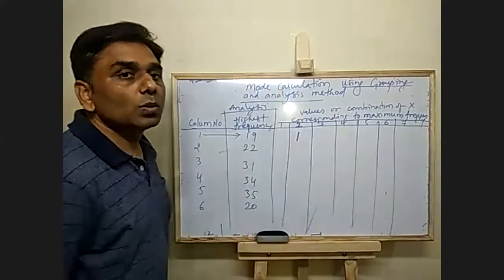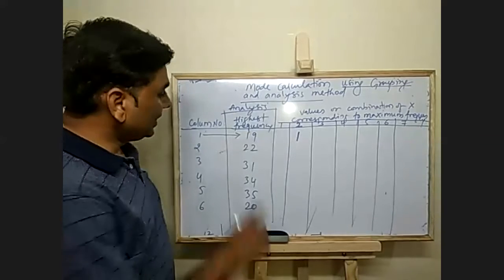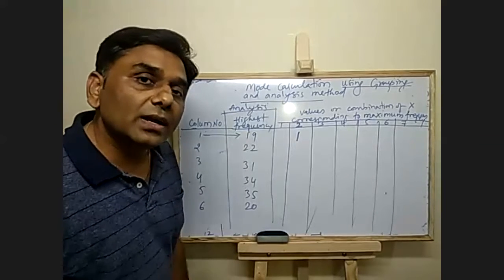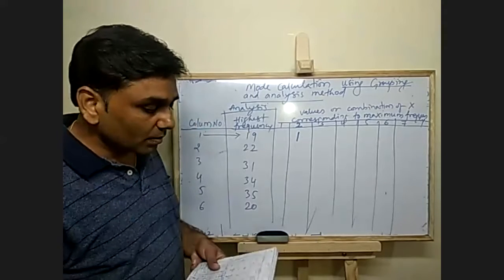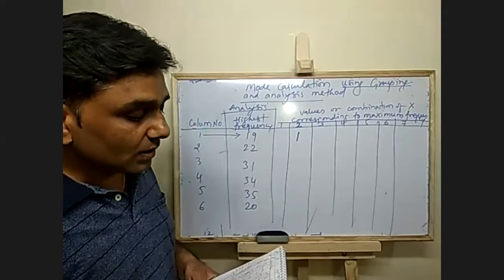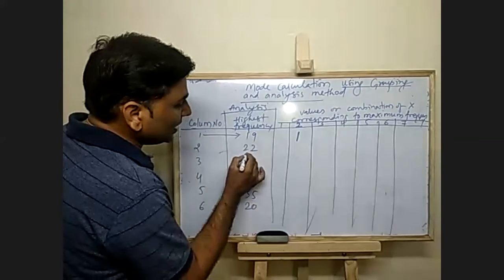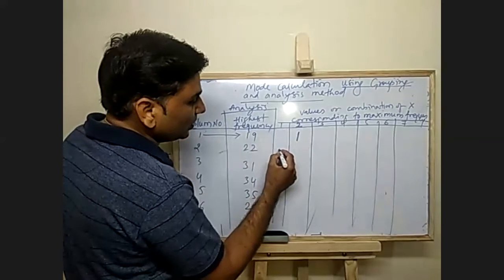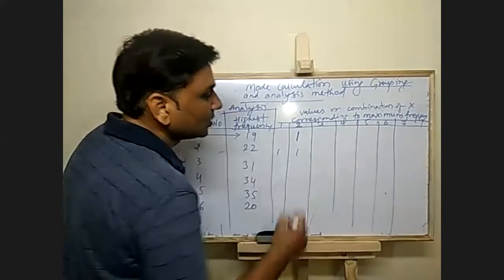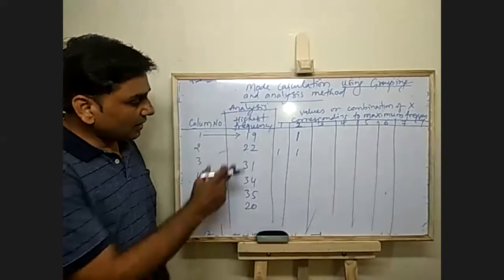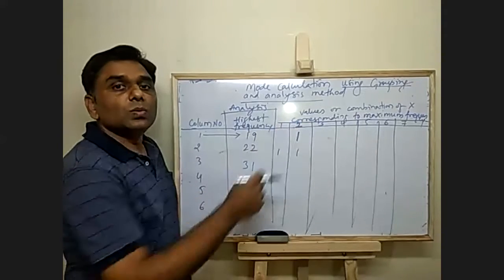Next, 22. What is the x value for 22? It is column 2. How did we get 22? We have added two numbers, the first two numbers, that is your 1 and 2. So 22 is for two columns, 1 and 2.